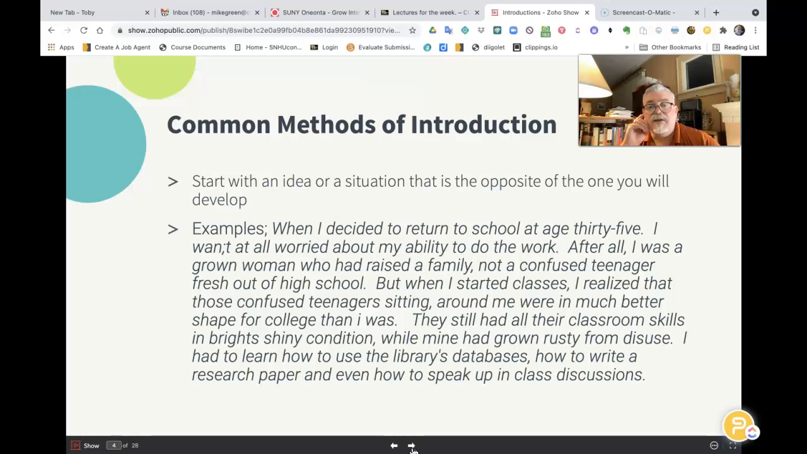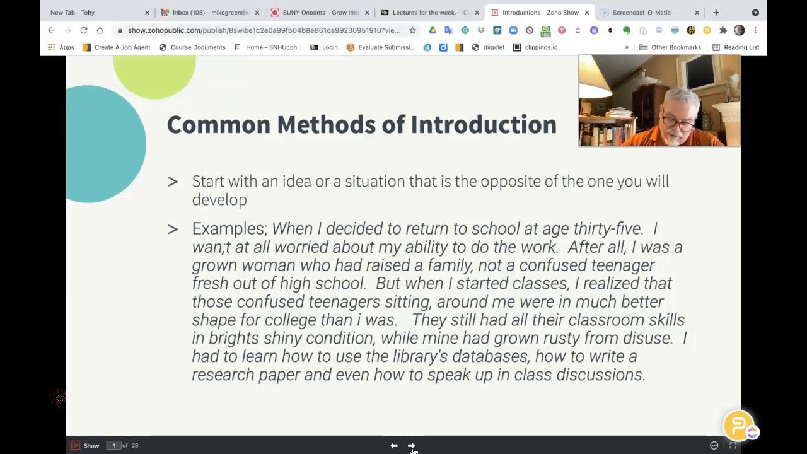Another one is you want to start with an idea or situation that might be the opposite of the one you're starting to develop, okay? What this example does is it starts you with a preconceived notion that eventually you come to the realization is really the opposite of what you really think it is, okay? And this is often a good way to begin a good essay, thinking, oh, okay, this is kind of interesting. Let's see what they have to say.